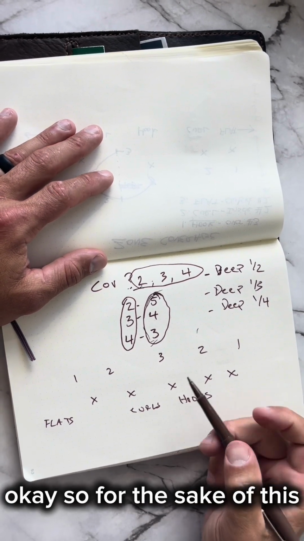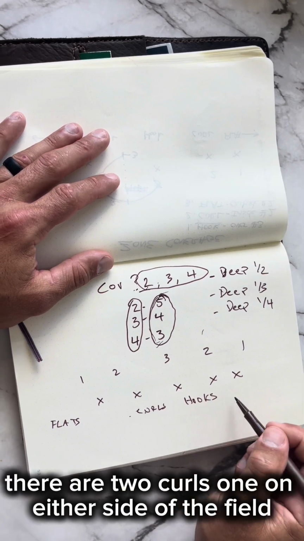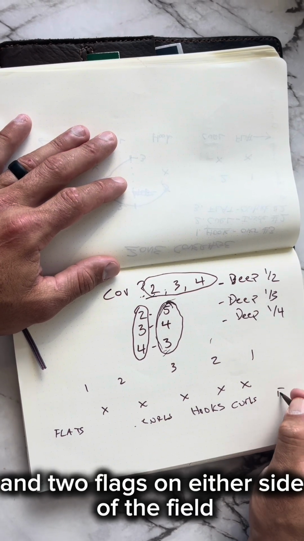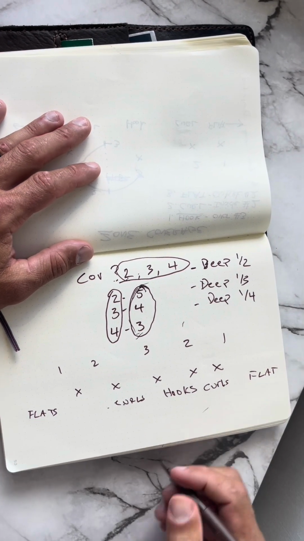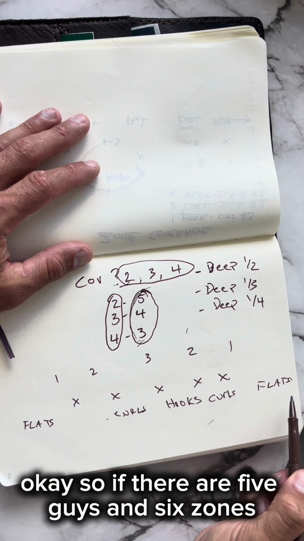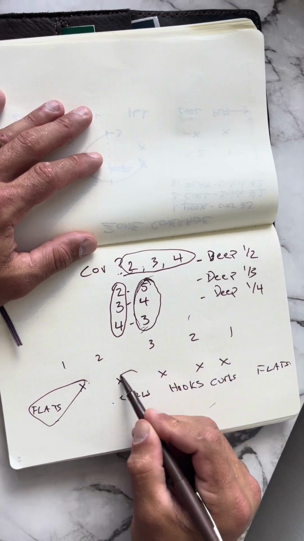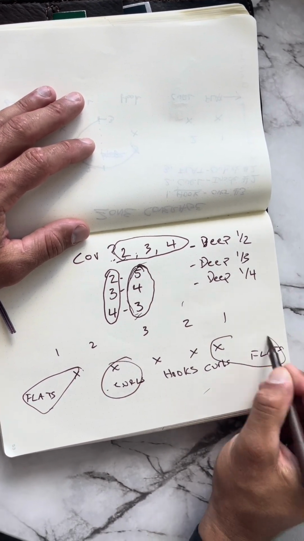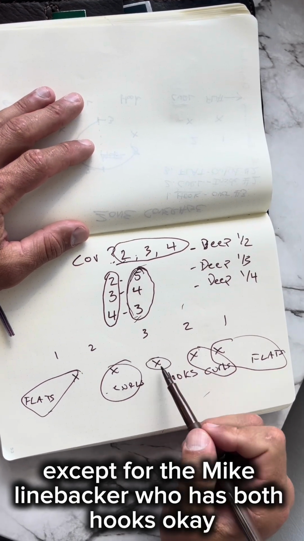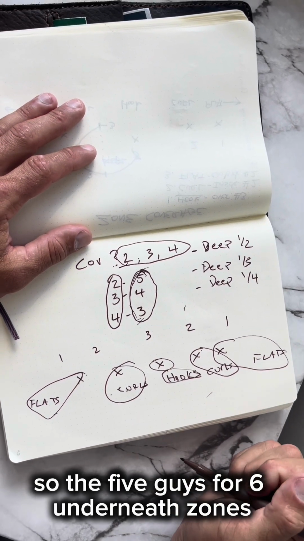Okay, so for the sake of this, we'll say that there are 2 hooks, 1 on either side of number 3. There are 2 curls, 1 on either side of the field, and 2 flats, 1 on either side of the field. Okay, so if there are 5 guys and 6 zones, that means everybody gets 1 zone except for the Mike linebacker, who has both hooks. Okay, so the 5 guys for 6 underneath zones.